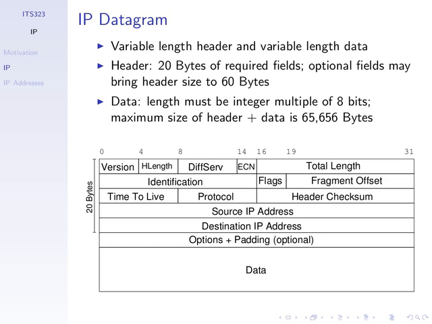We can optionally have some extra fields in the header, but we'll not explain what they're used for. You'd have to look at some of the details of IP to cover them. And then we include our data. And the data may be a variable size. The maximum size of the header plus data is 65,656 bytes. It's determined by the total length field. We have a 16-bit number. The typical size of the header is 20 bytes.